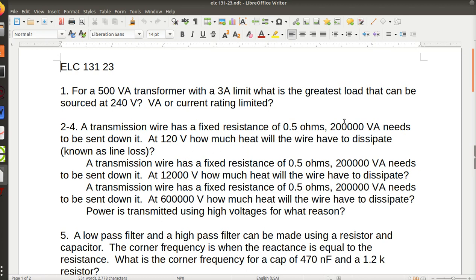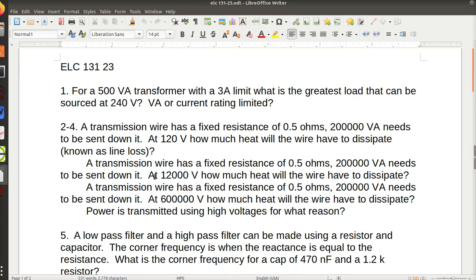So 200,000 VA divided by 120 volts will give you the current that is going down that power line. And then that power line has a resistance of 1/2 ohm. So when I ask how much heat will the wire have to dissipate, it'll be that current squared times the 1/2 ohm will be the power that it has to dissipate. Now this is known as line loss. So I give you those facts and you solve the problem and you figure out what your line loss is.